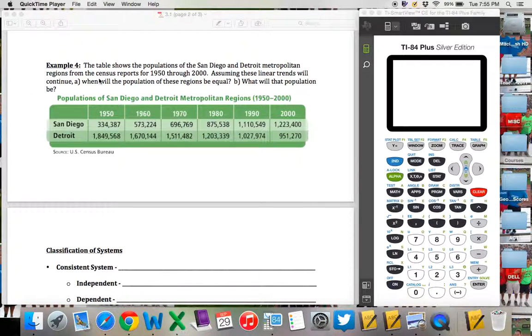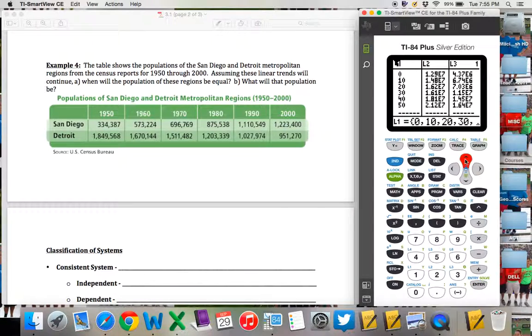Okay, so first step, as you know, is to stat edit. So I press the stat button, hit enter, and I'm going to clear the lists. And hopefully by now you know how to do that. Okay, and in this section we have things that go into all of our lists, L1, L2, and L3. And so in L1 I'm going to type in the years. So that's going to be 1950 will be 0, 1960 will be 10, 1970 will be 20, 1980 will be 30, 1990 40, and 2000 will be 50.